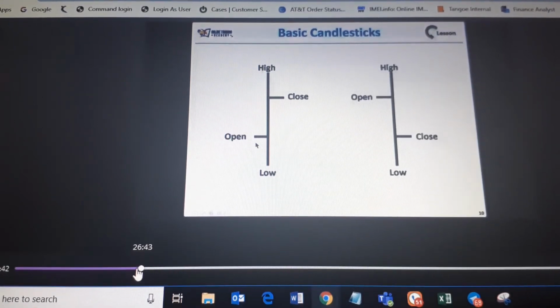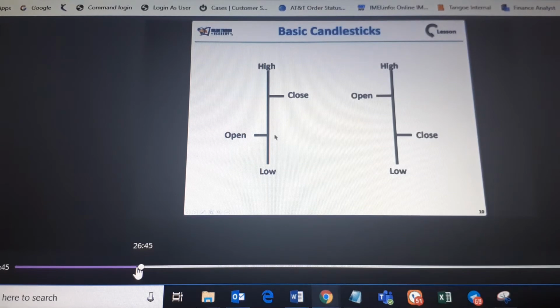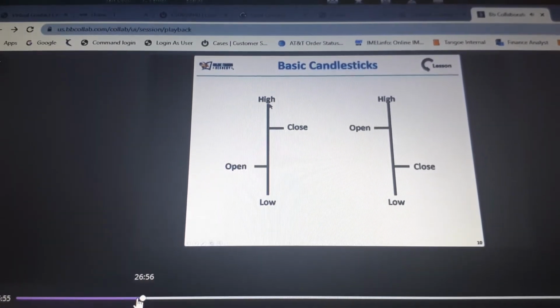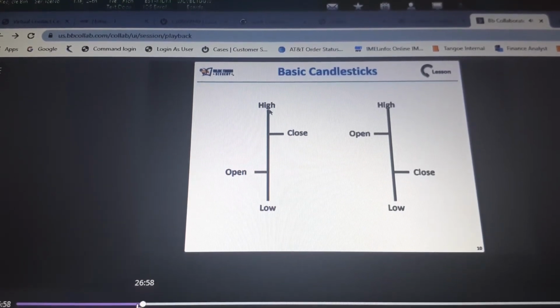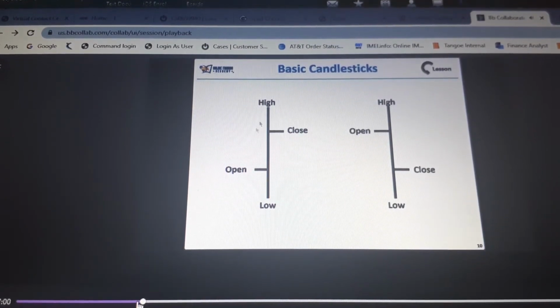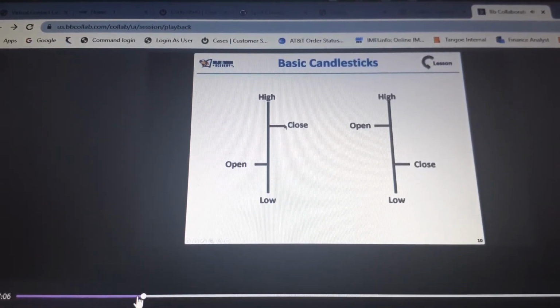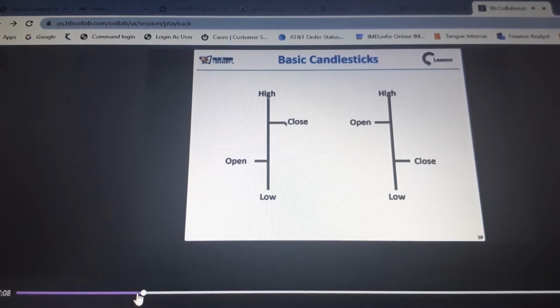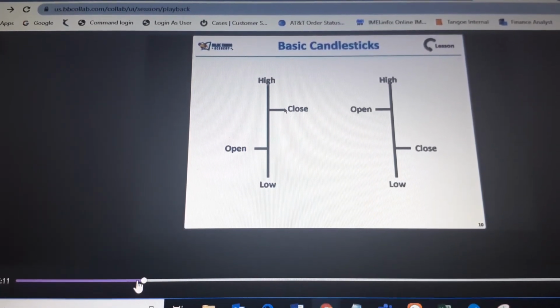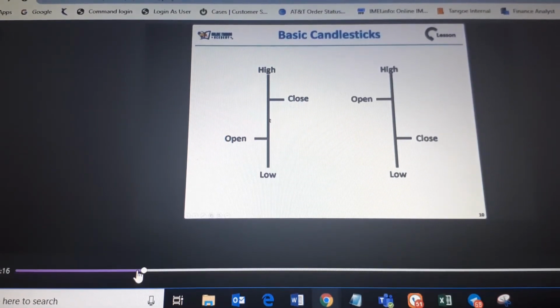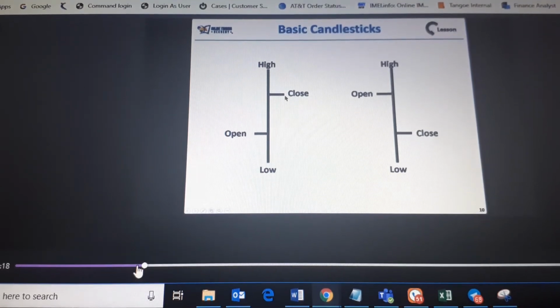So let's suppose the price opened at 100. It made a low of 95. Again it went up, and up again. It made a high of 110 and then closed at 105. So it opened at 100 and closed at 105. What is the pressure that you are seeing? Is it bullish pressure or bearish pressure on this structure? Bullish. It opened at 100 and closed at 105.